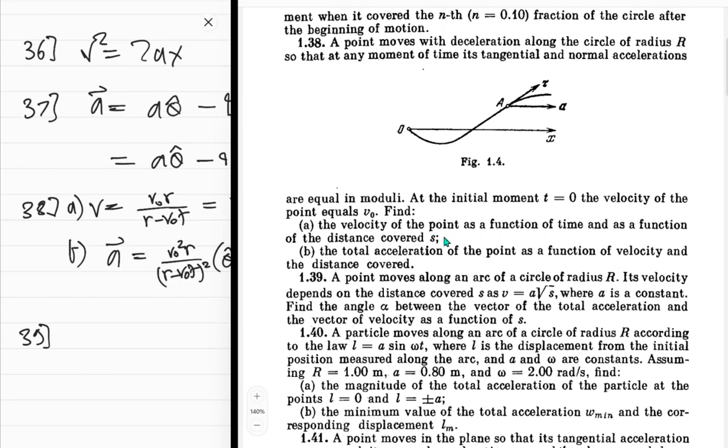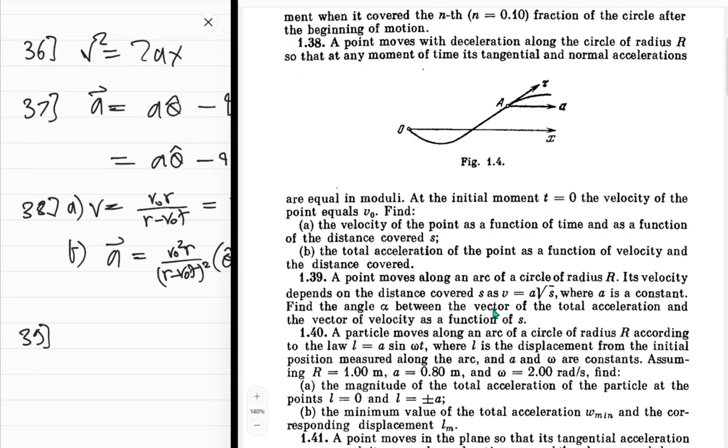A point moves along the arc of a circle of radius r. Its velocity depends on the distance covered s as v squared is equal to a squared s, where a is a constant. Find the angle alpha between the vector of the total acceleration and the vector of the velocity as a function of s.